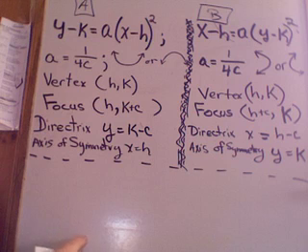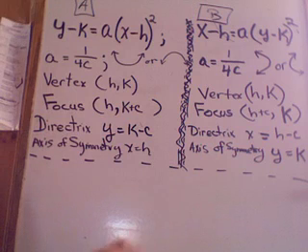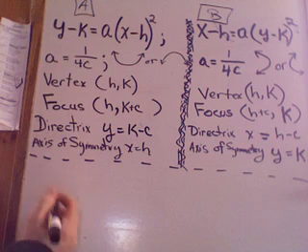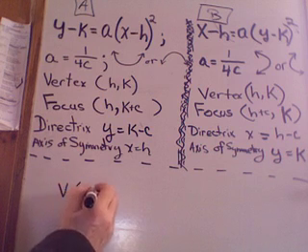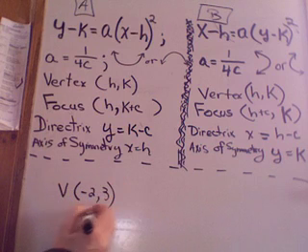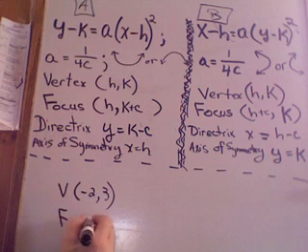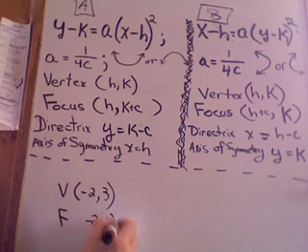Now, the beginning of this assignment is pretty basic. It's sort of like playing the game of Clue. I'm sure you've played Clue, right? Who did it? The butler with the candlestick in the ballroom or something like that. All right, so here are the two clues that you have for this problem. V is (-2, 3), and F is (-2, 1).